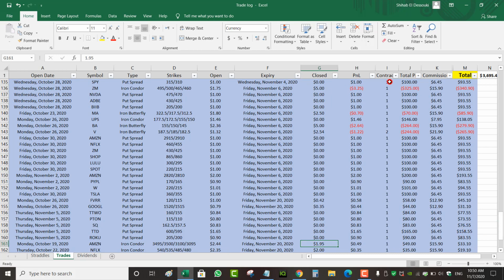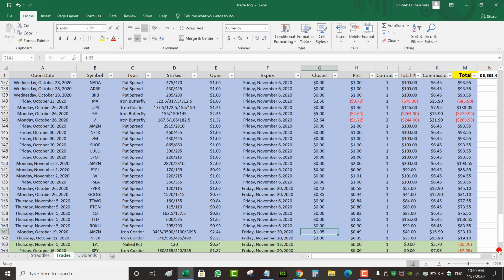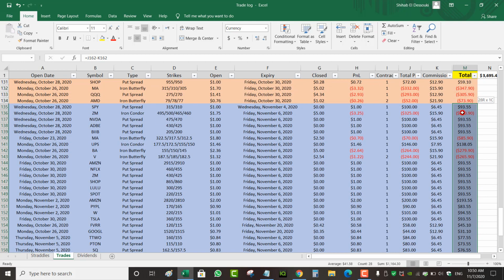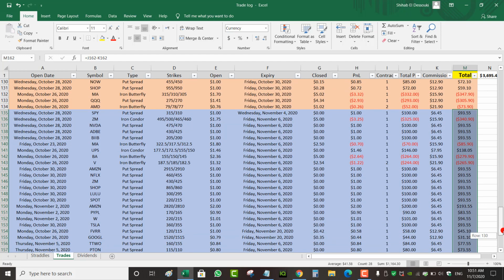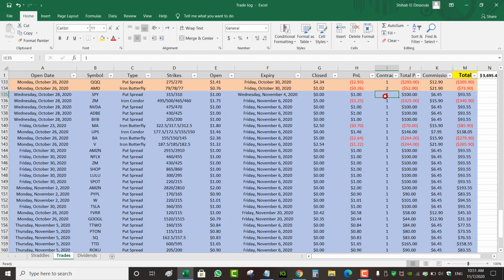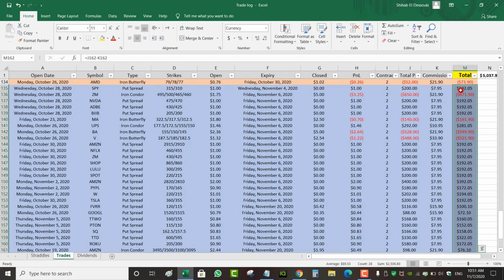So same amount of contracts. The only thing that changes is I went to expiry instead of closing early. I would have made 1164 if I did that. So from 589 to 1164 if I didn't close my trades early and if I just let everything go to expiry. Now, just for fun, if I had done 2 contracts, it would have been a $2,500 week if I had gone to expiry and done 2 contracts.